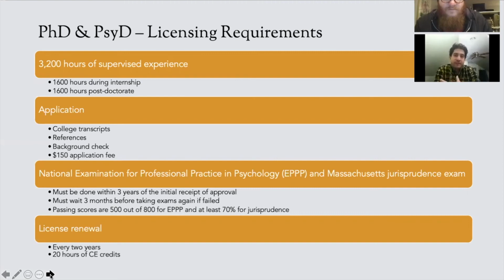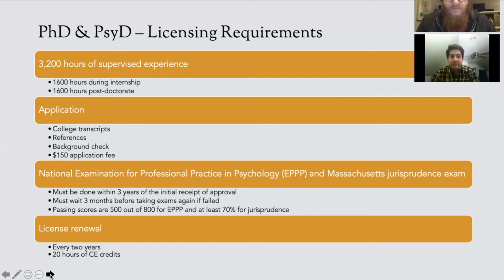Maybe you'll have some supervising responsibilities as well, but you'll be receiving supervision for the supervision that you give, that sort of thing. And then to get licensed, you do need to complete an application involving college transcripts, references, background check, and an application fee because you can't get a degree for free. Then you have your exam as well, the National Examination for Professional Practice in Psychology, as well as the Massachusetts Jurisprudence exam.